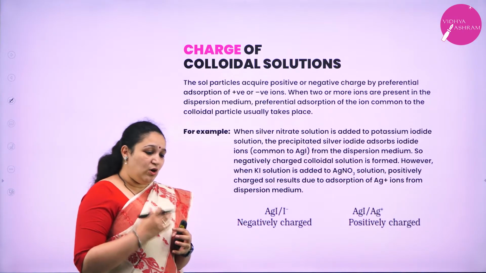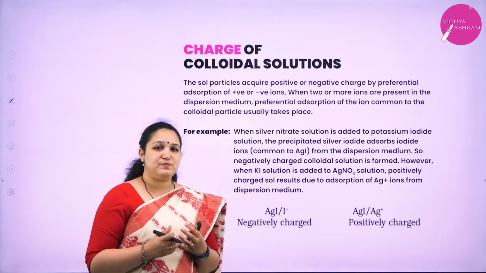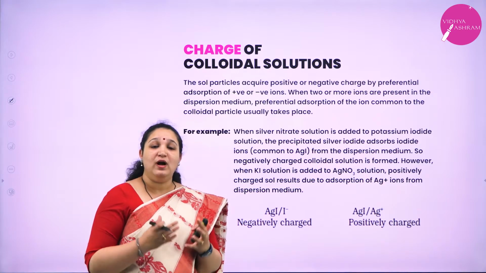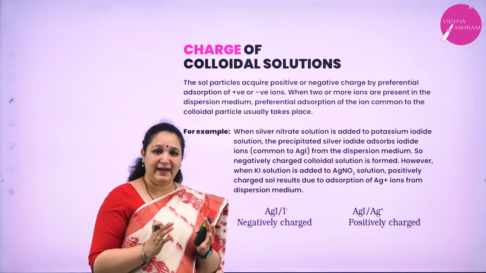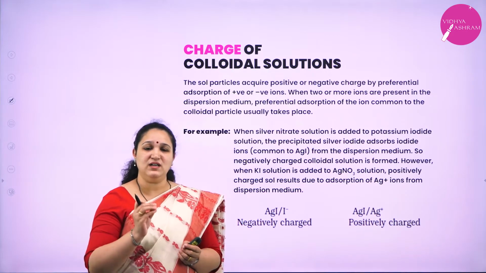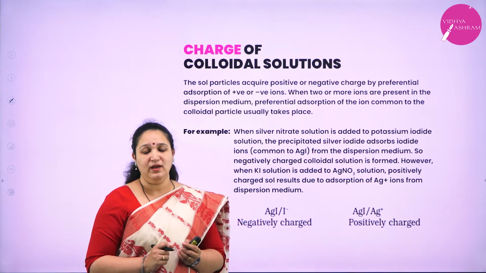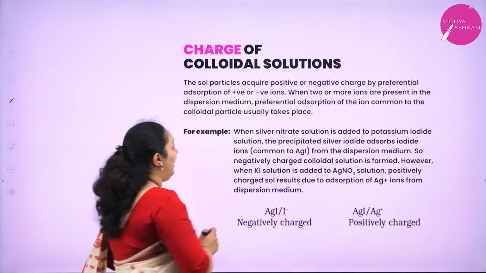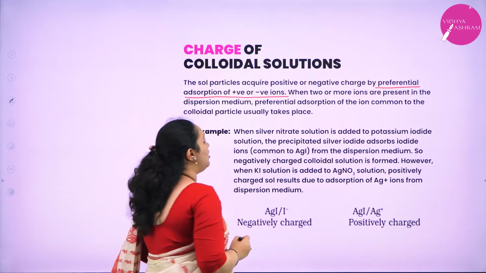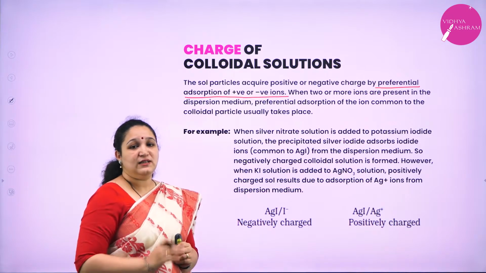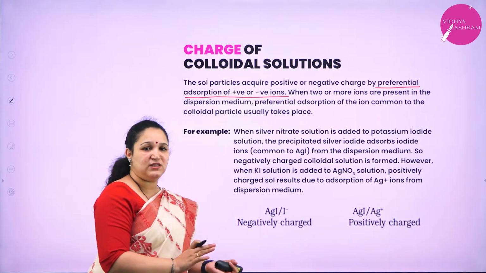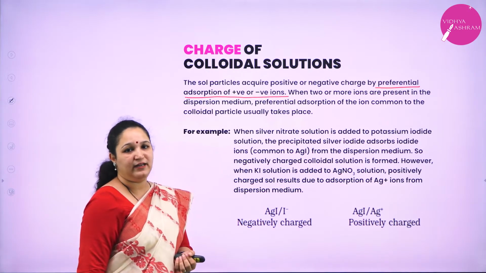The colloidal particles, the dispersed phase particles, have a tendency to adsorb negative or positive ions which are there in the dispersion medium. They have a tendency for preferential adsorption of positive or negative ions. Thus, the colloidal particles will get either a positive charge or a negative charge.